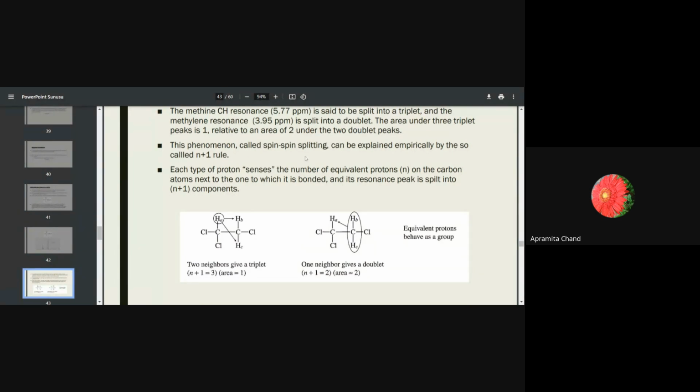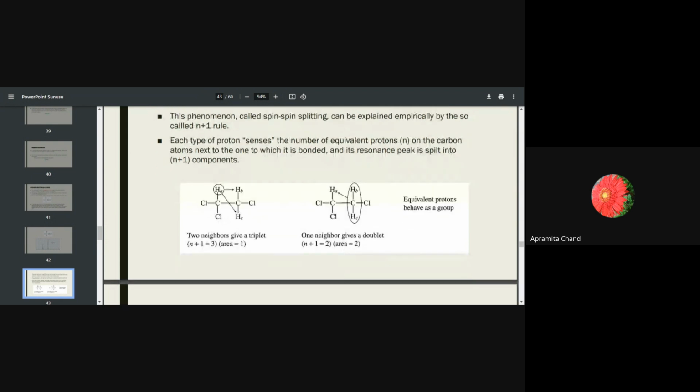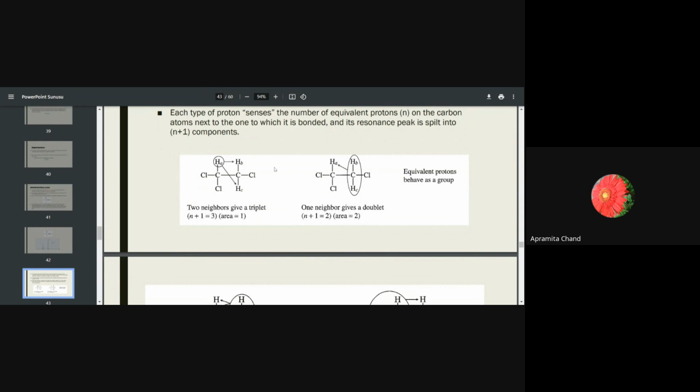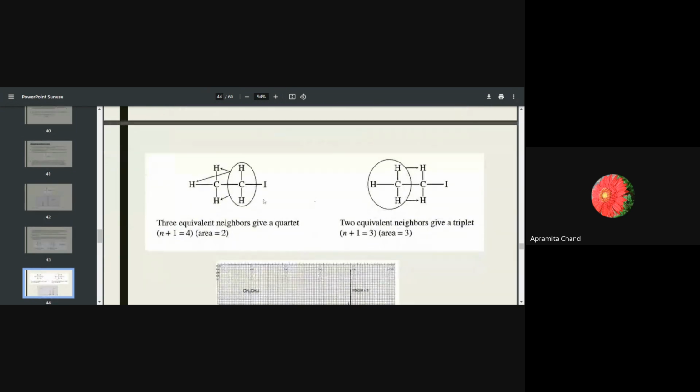So here you can see further examples. What kind of associations are there, so that you can calculate the number of protons. How many protons are there? This is just an example of what we have already discussed.